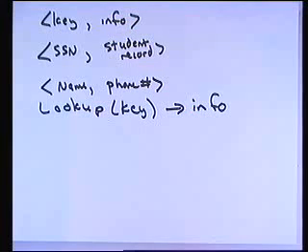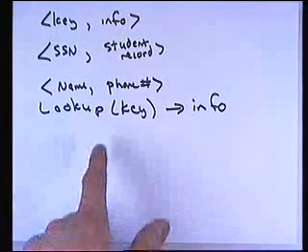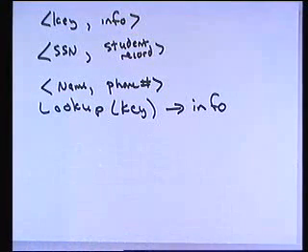So a find, or as I wrote in the previous slide, member, is conceptually the idea of is this element in the set or not. With a lookup, we're saying if the key is in the set, then return the information record associated with it. And if the key is not in the set, you can return null or however you happen to code things. But that would be the idea of a lookup.